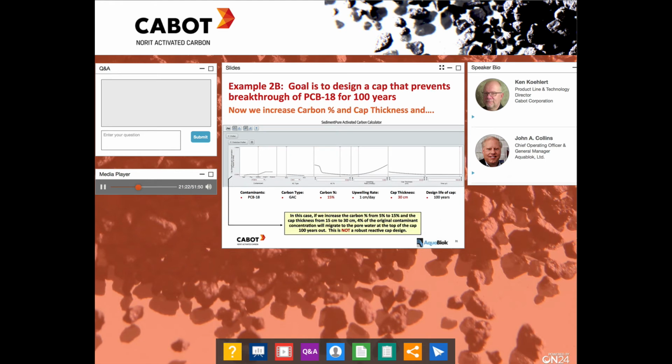Next, we change two variables to see how these changes affect the performance of the cap. First, we'll increase the carbon percentage from 5 to 15%, and we'll double the cap thickness from 15 to 30 centimeters. We now see that 4% of the original contaminant concentration will be present in the pore water at the top of the cap 100 years later. This is better, but still not a robust solution given that there is breakthrough.